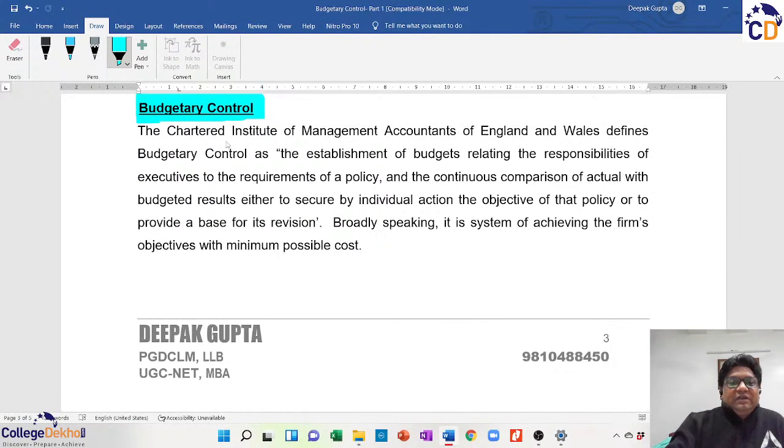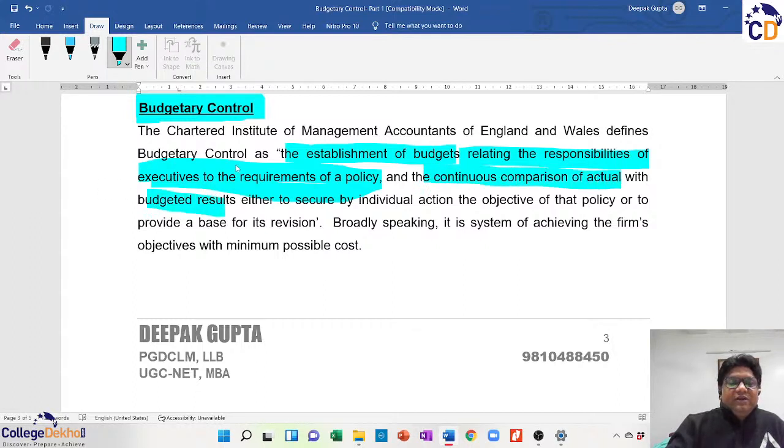So, as per the definition, budgetary control is defined as the establishment of budgets. Now, what is budgets? We have discussed. How to make, we have discussed, and in numerical, we will discuss in the next session. Relating to the responsibilities of the executives to the requirements of a policy. What the company wants is a requirement, and how they should behave is the responsibility of the executives. And the actual comparison of the actual with the budget results.